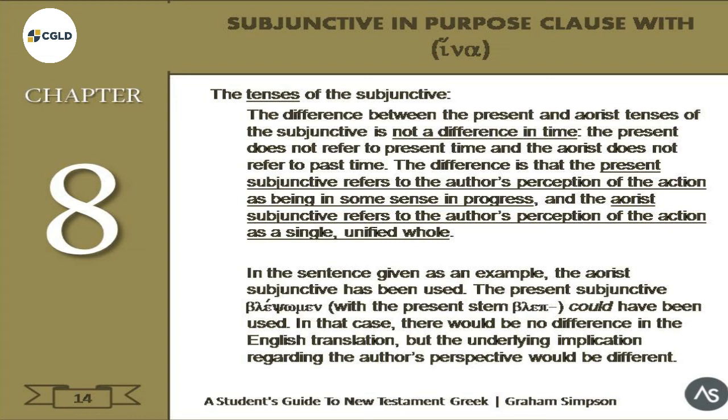In the sentence given as an example, the aorist subjunctive has been used. The present subjunctive blepomen with the present stem blep could have been used. In that case, there would be no difference in the English translation, but the underlying implication regarding the author's perception would be different. We come to the last bit of our learning in this session. The subjunctive is translated in different ways and in different situations.